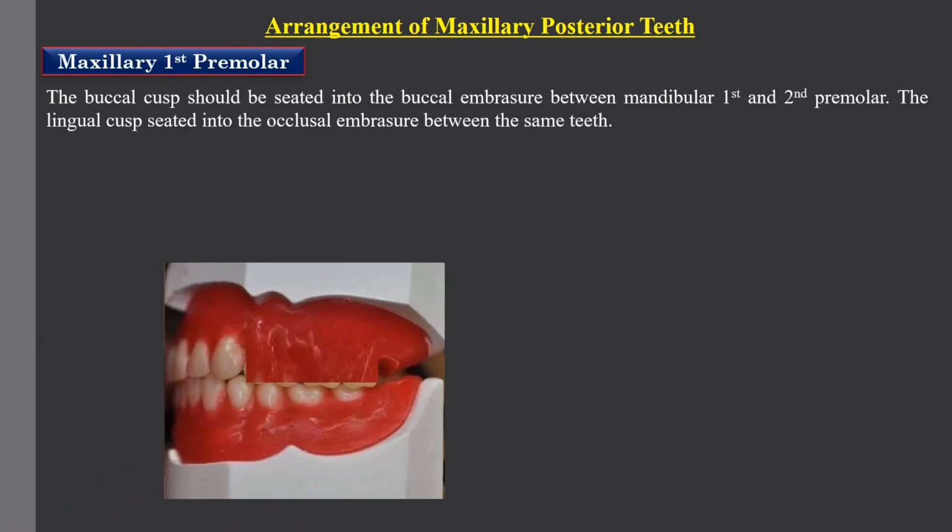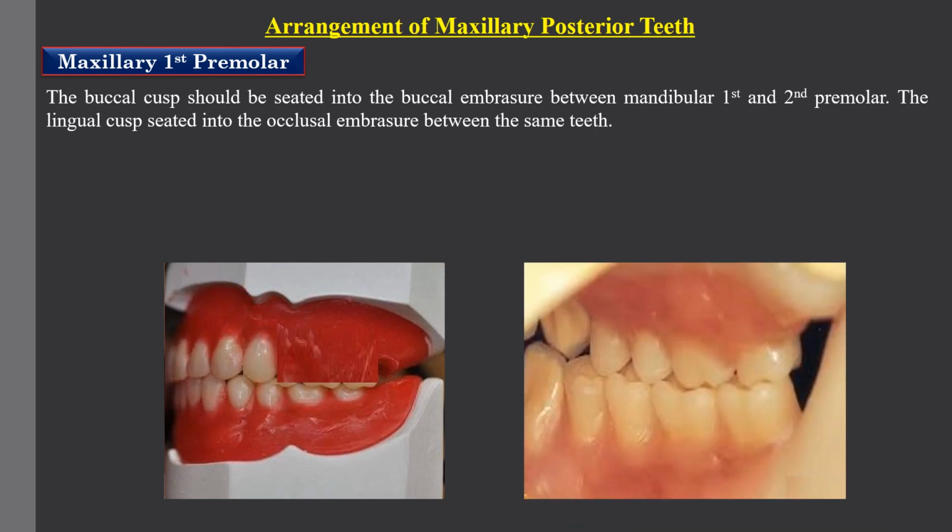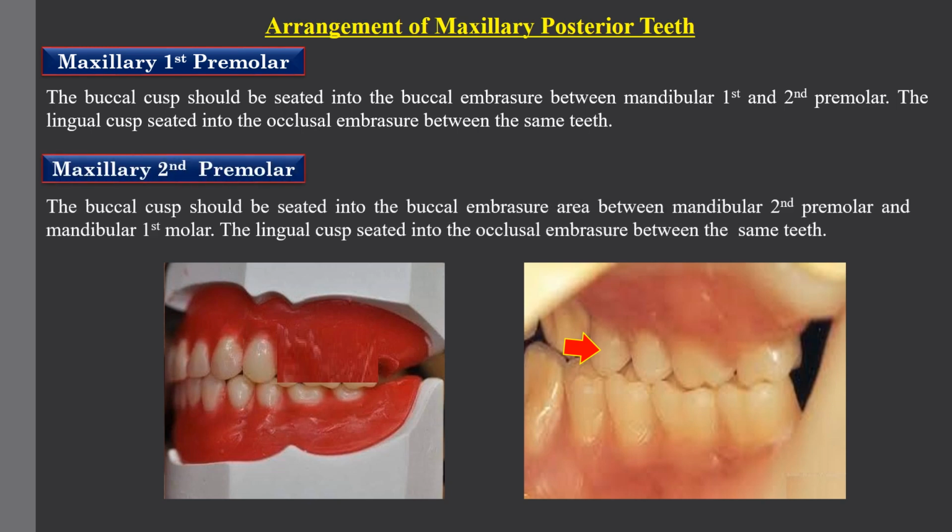Arrangement of maxillary posterior teeth. These teeth will be arranged according to the centric occlusion relation to the mandibular posterior teeth. The first tooth is the maxillary first premolar. The buccal cusp should be seated into the buccal embrasure between the mandibular first and second premolars. The lingual cusp is seated into the occlusal embrasure between the same teeth. Maxillary second premolar: the buccal cusp should be seated into the buccal embrasure area between the mandibular second premolar and mandibular first molar. The lingual cusp is seated into the occlusal embrasure between the same teeth.